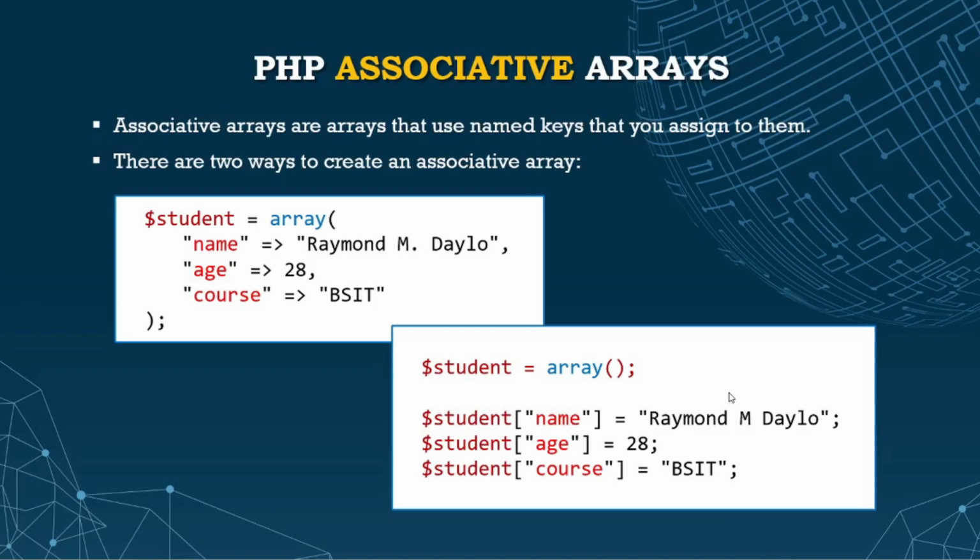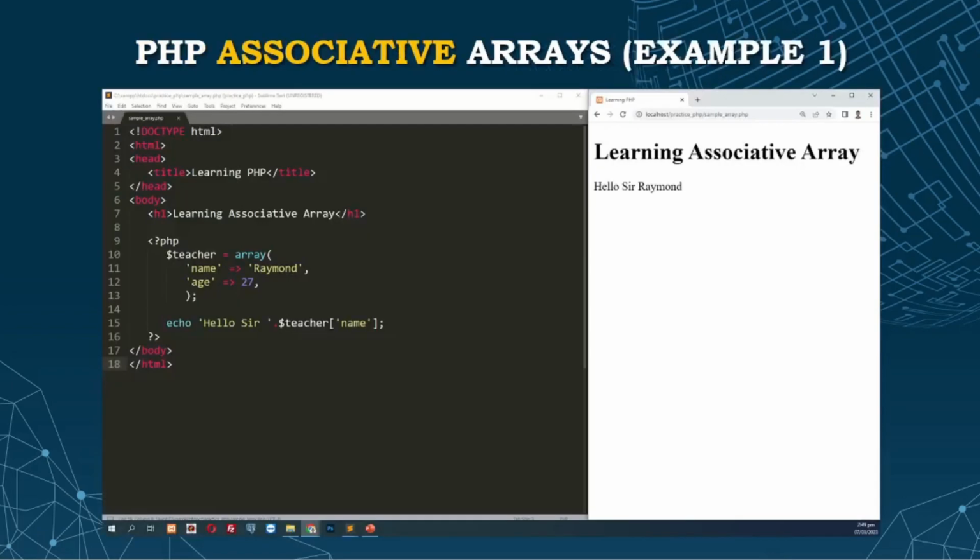Then another way of setting up an associative array is this one. Of course, we first declare the variable and then we assign the value to the key that we define here. Okay? So, that's all. So, in our example here, we declare an array of teacher and it has items of name and age, having values of Raymond and 27 for the age. And once I try to retrieve the name of the teacher array, then I can retrieve the value of Raymond. Okay? So that's how we can retrieve our value here based on its name key.